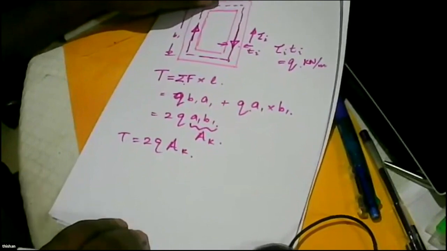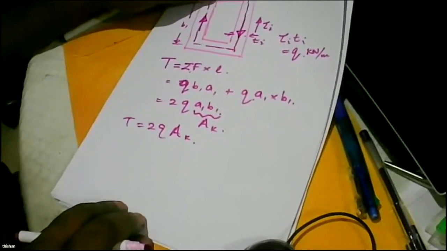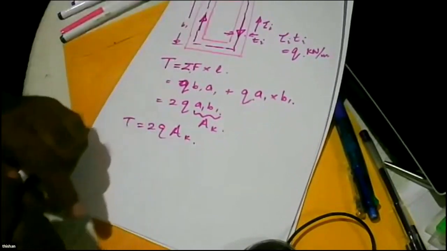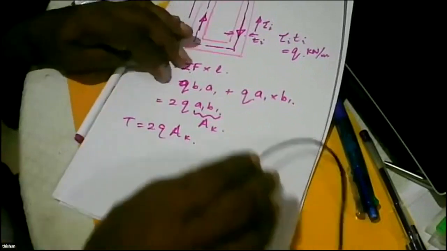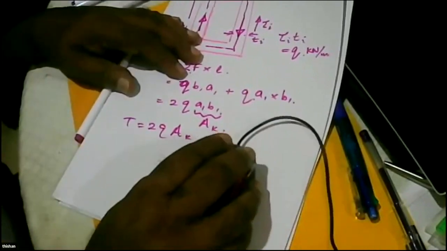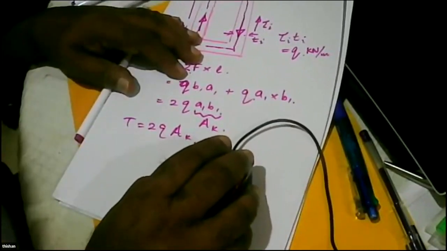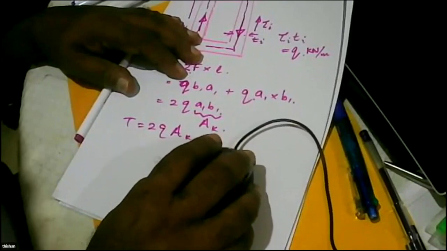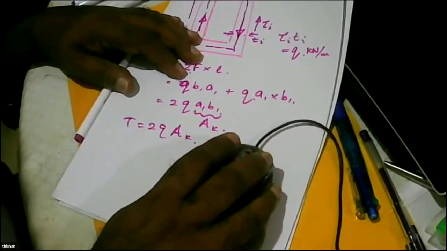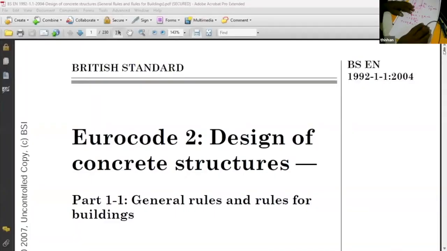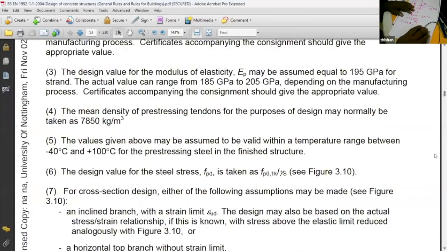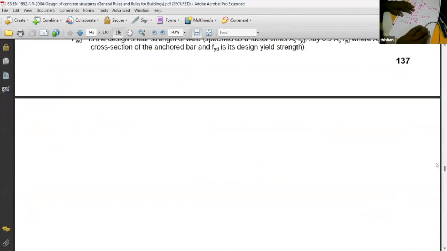So that's a simple equation that is applicable. Right? Now we look at the code provisions. So I'll start sharing, and here you can see the Euro code. We have to go to section 6 because we are designing. Go to 6.